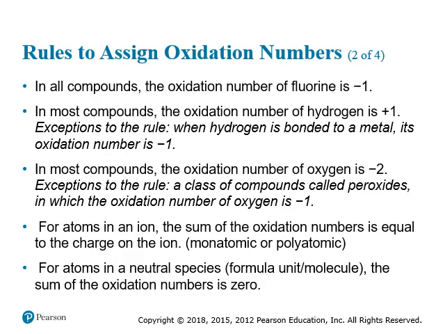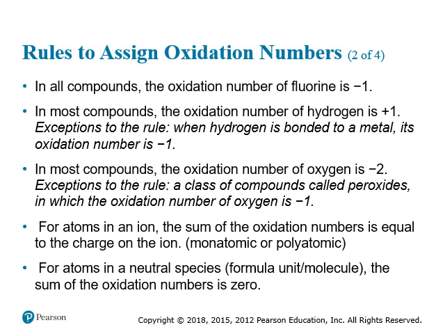In compounds, the oxidation number of fluorine is -1. That's it. If you see fluorine combined with something else, its oxidation number is going to be -1. It doesn't matter if it's a metal or a non-metal. The oxidation number of fluorine in a compound is -1.